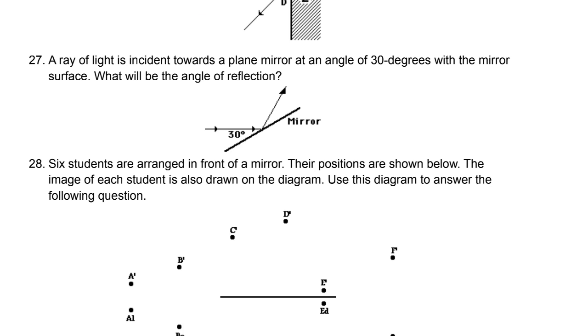Angle of reflection here, again, we have to add in our own normal, then measure off of that. So if the normal is at 90 degrees, this would be 60, this would be 60, and it's this 60 right here that is the angle of reflection, so 60 degrees.